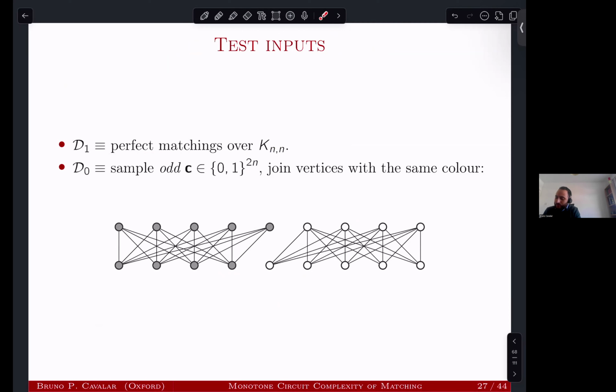Okay. Now, before I go on, why is this a negative distribution? Why should this graph not have a perfect matching? Well, because these connected components have an odd number of vertices, so it cannot have a perfect matching. Okay.